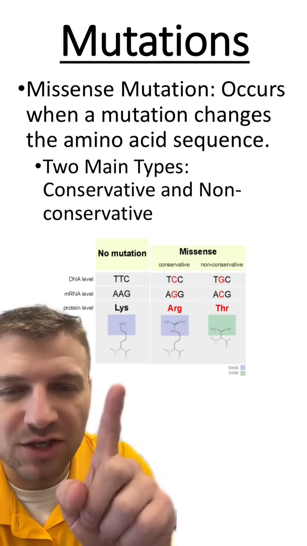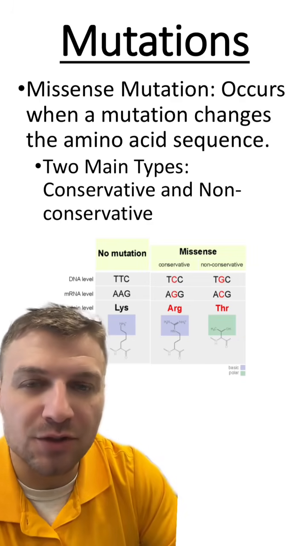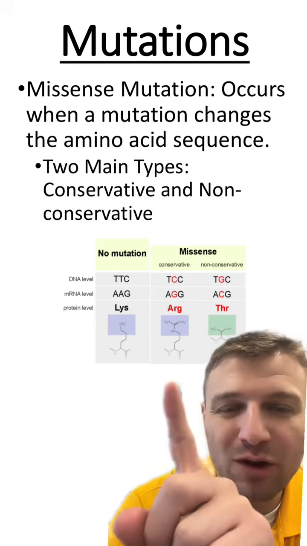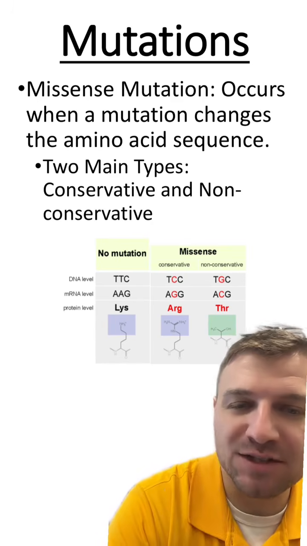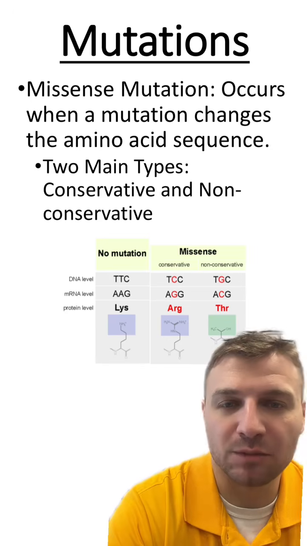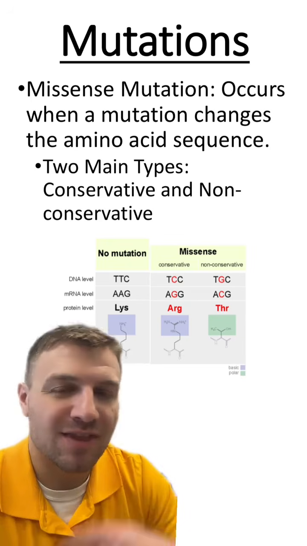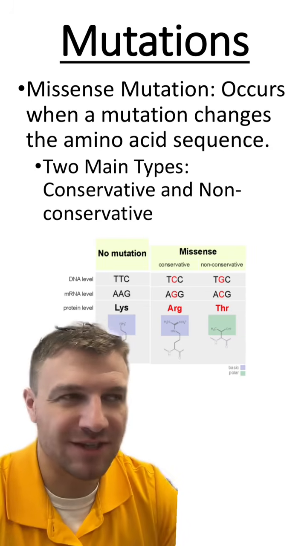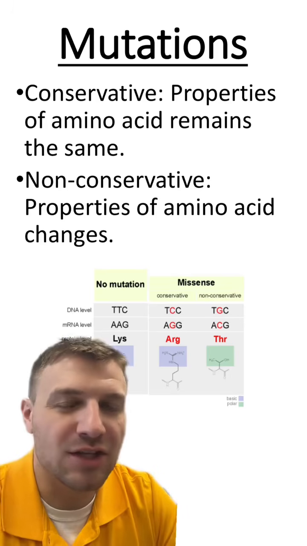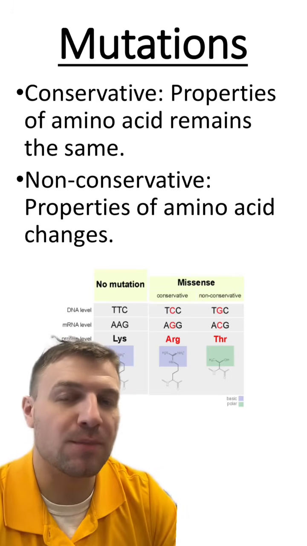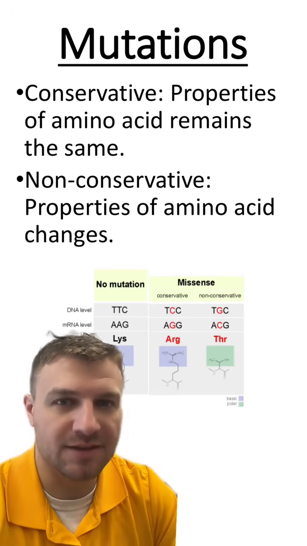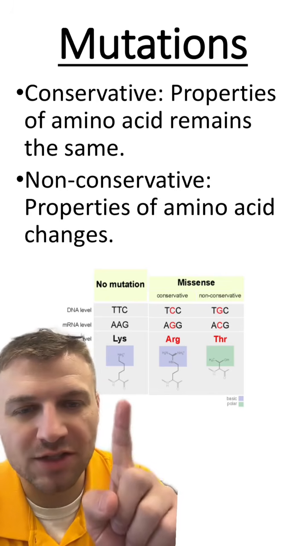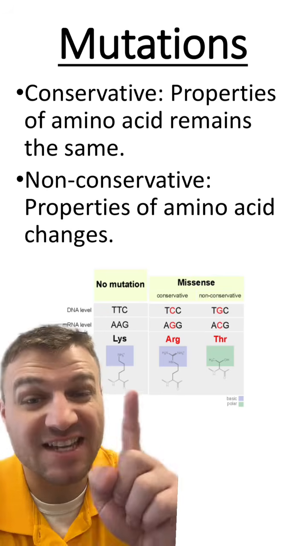You can see in our illustration here, the original sequence of DNA produces the amino acid lysine. However, you can see in each of these types of missense mutations, a different amino acid will be produced by that original codon. The two different types of missense mutations are called conservative and non-conservative. This doesn't have to do anything with politics. A conservative missense mutation is when the properties of the amino acids will remain the same. You can see here in our conservative mutation that arginine has the same properties as lysine.